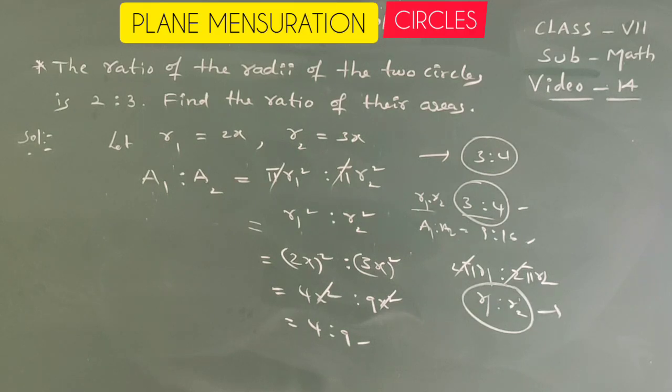In tomorrow's class we will discuss the problems on figures inscribed and circumscribed in circles. A circle is inscribed in a square, squares are circumscribed and inscribed in circles. This type of problems we will do in tomorrow's class.